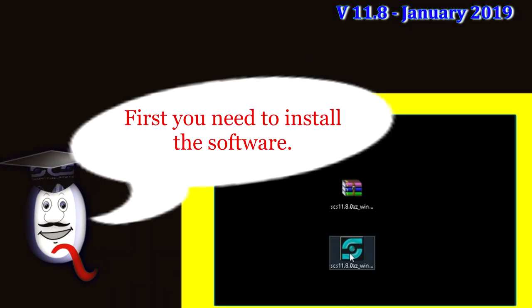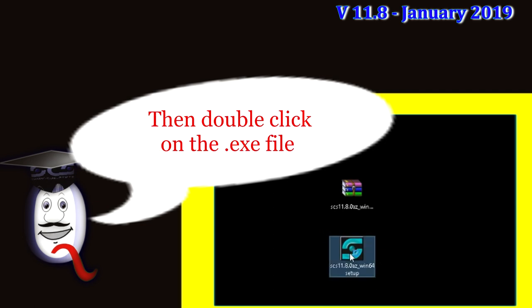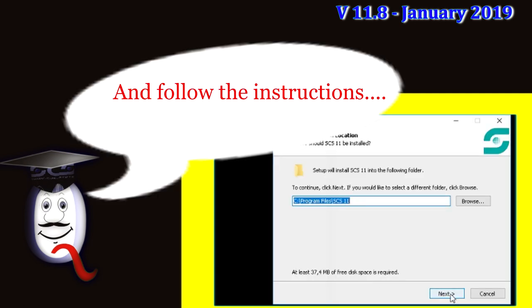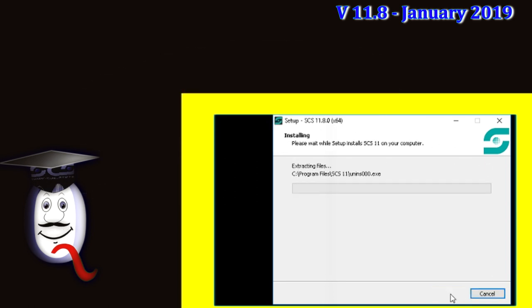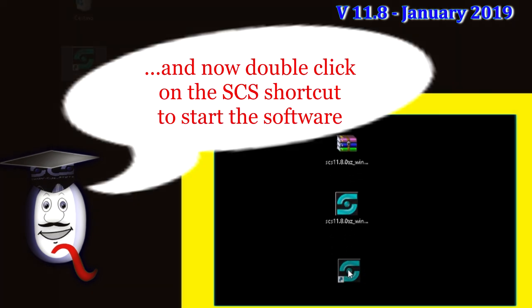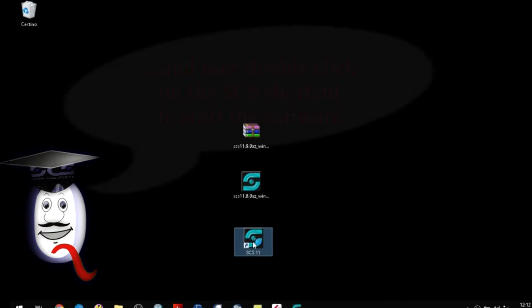First you need to install the software, unpack the zip file downloaded from SCS. Then double-click on the X file and follow the instructions. And now double-click on the SCS shortcut to start the software.